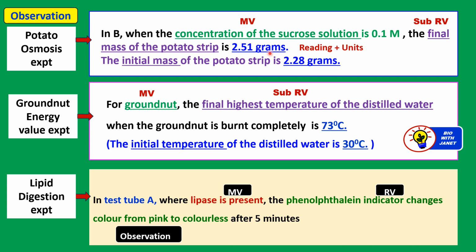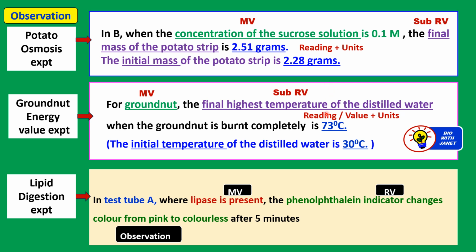Then we also mentioned the initial mass of the potato strip, which is different for different strips of potato. So here we have the MV, the sub-RV, and the reading plus the units. So the main one is the first statement. The second statement is just additional.